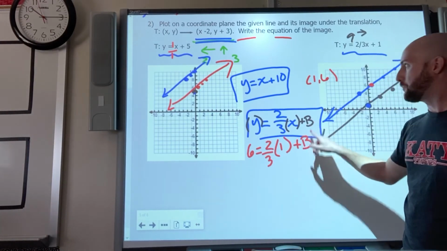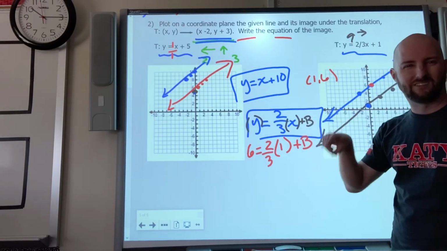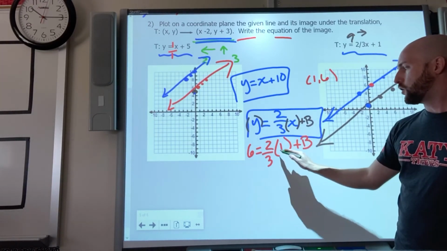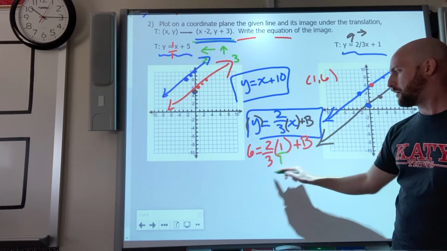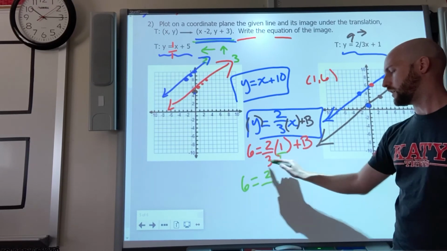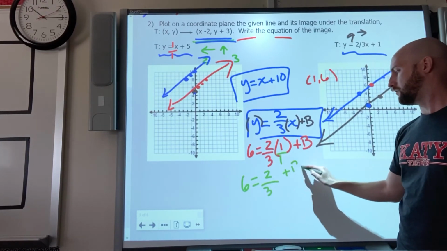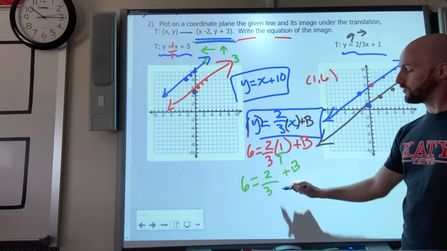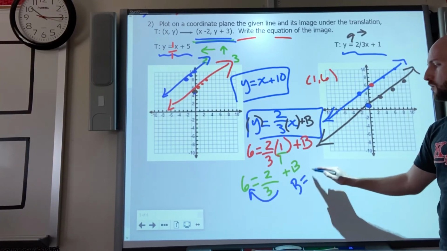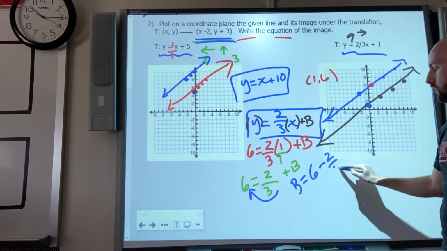And I like to use a capital B just so it doesn't look like a 6 by accident when I start writing too fast. So if you don't know how to multiply fractions, it's top times top, bottom times bottom. So 6 equals 2 times 1 over 3 times 1, which is 2/3, plus b. I need to subtract this 2/3 away from 6. So b ends up equaling 6 minus 2/3.